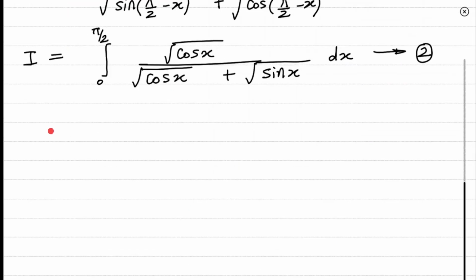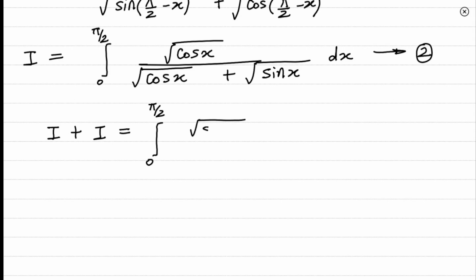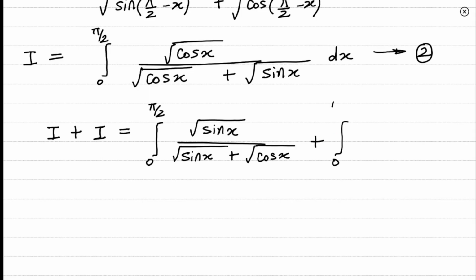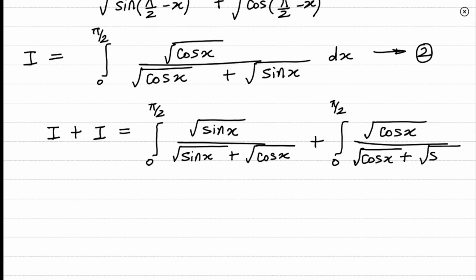Okay, so if you add left hand side, you have I plus I is equal to, and you can add both of those integrals. So you have integral of 0 to pi by 2 square root of sin x divided by square root of sin x plus square root of cos x plus integral of 0 to pi by 2. Now we have square root of cos x divided by square root of cos x plus square root of sin x. Okay, obviously don't forget dx, which means with respect to x.